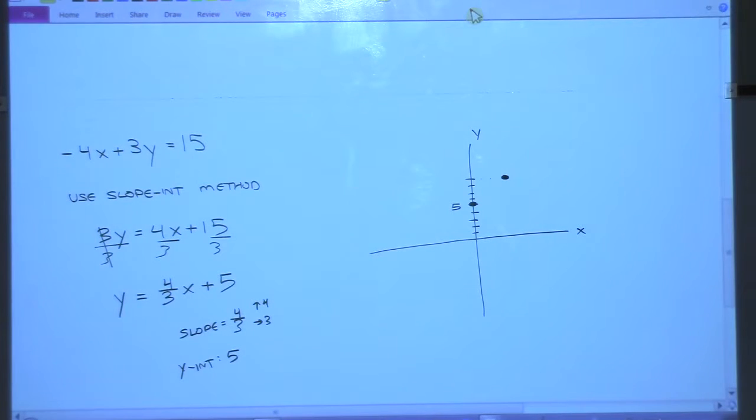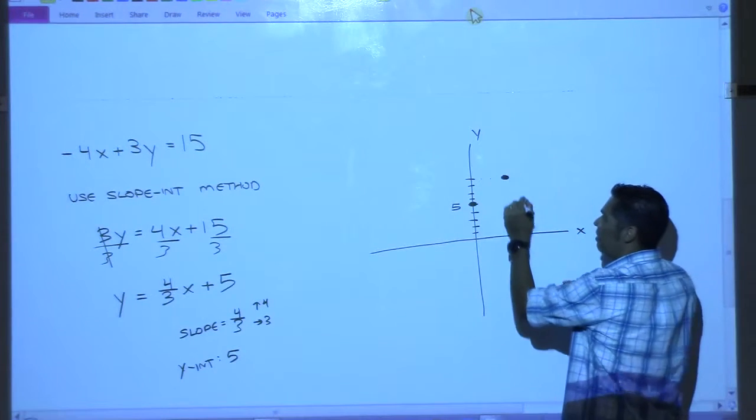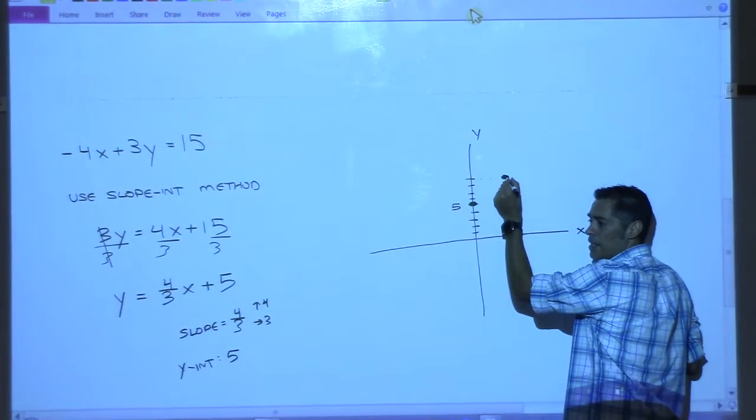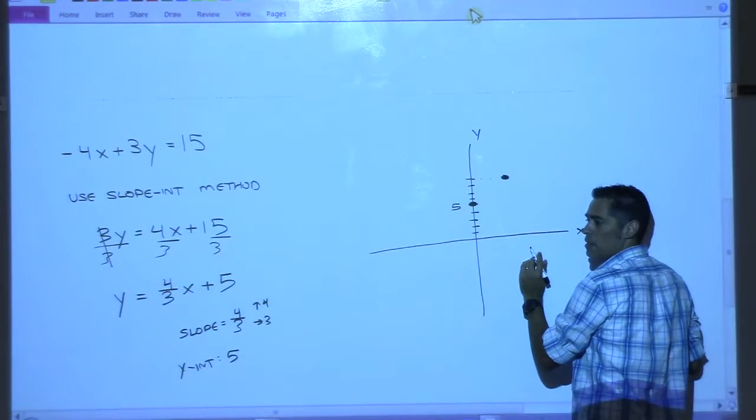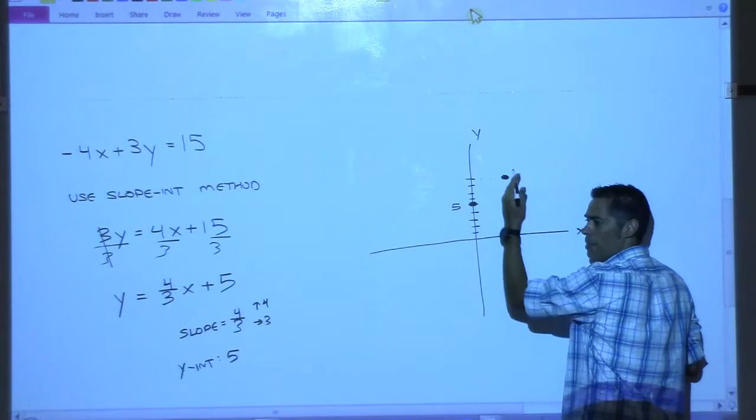Now, this next part is not too important. Macy, what can you tell me just by what we've done? Can you actually tell me what this point is, like its x and y coordinate? Can you tell me how far over and up that point is?